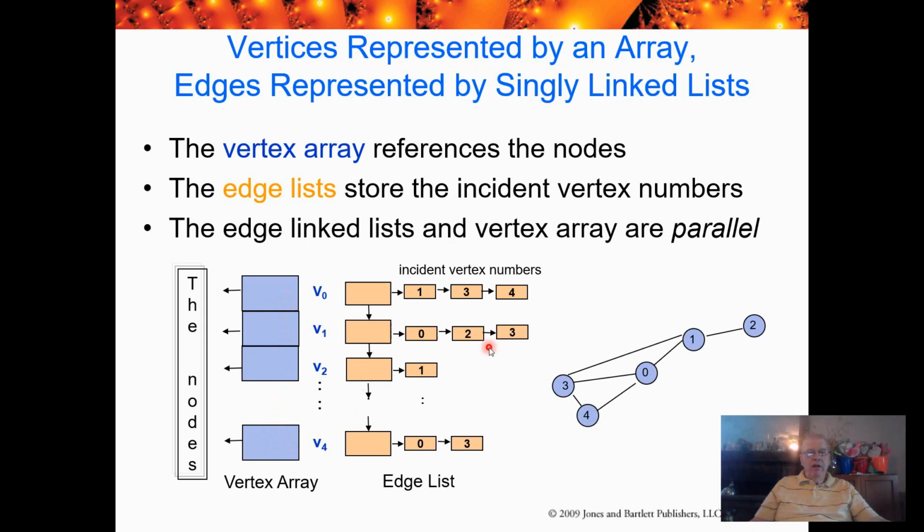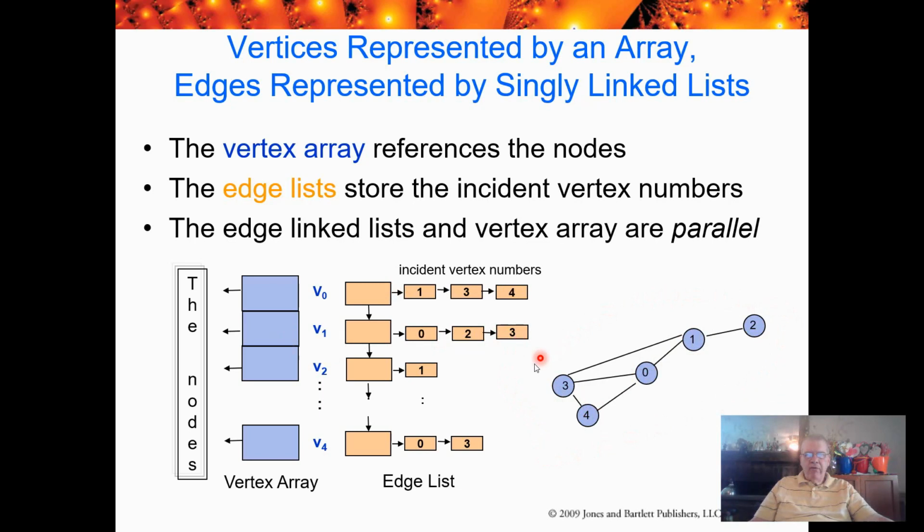If we represent it as an array, then each vertex can have a linked list of vertex numbers that they connect to. So V0, in this case, node 0 connects with 1, 3 and 4. And vertex 1 connects with 0, 2, and 3, and so forth.